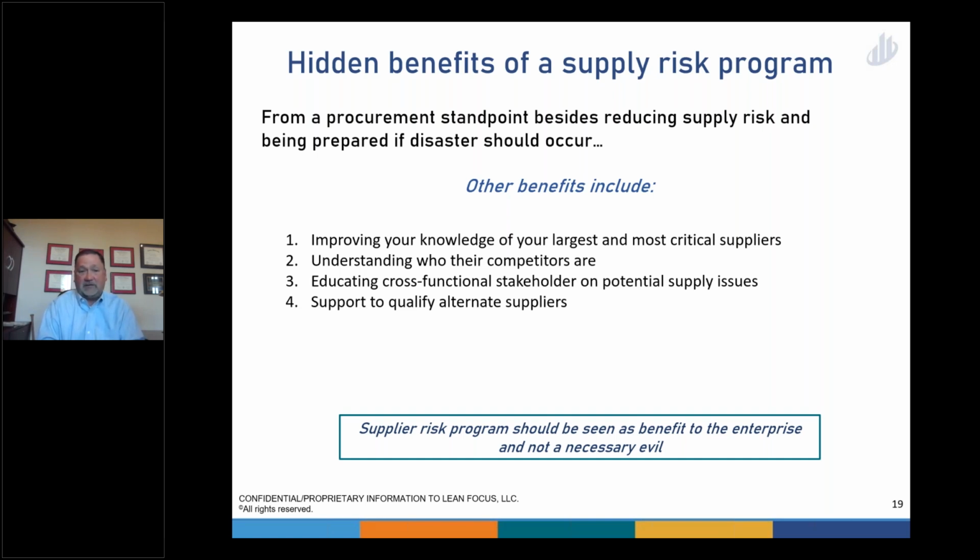And then last but certainly not least, as procurement folks, we want to always try to find alternate, lower cost, higher quality suppliers. And many times there's a lot of resistance to changing suppliers. So realizing or identifying the risk of a given supplier can really support you in qualifying alternate suppliers. And so it shouldn't be seen as a real evil to do supplier risk programs. There are a lot of benefits to it, notwithstanding reducing risk within your supply base.